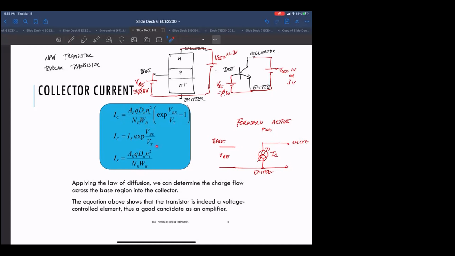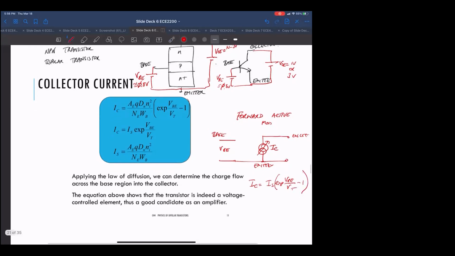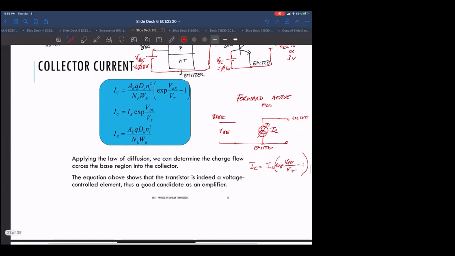But basically, when you get a data sheet for a transistor, all that stuff gets bundled into a single value called I sub S. So I write I sub C is I sub S exponential of VBE over VT minus 1. Oh, this is the guy here. Which looks a lot like our diode equation in forward bias. Do you guys recognize that?